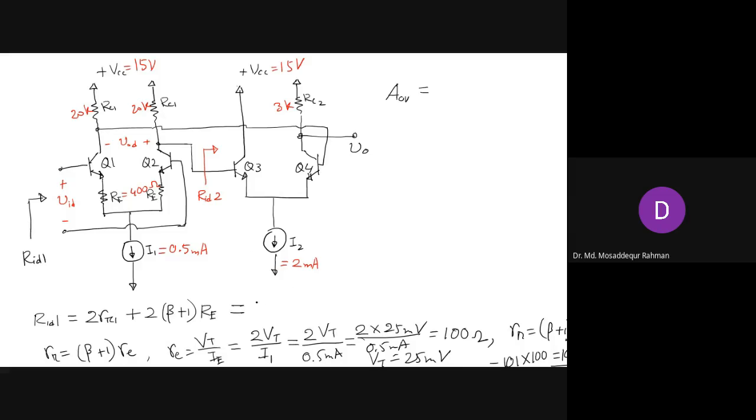So now this is 2 times, let's keep it as it is, 10.1 kilo ohm, plus 2 times beta plus 1, which is 101, and the 400 ohm, if you convert into kilo ohm, you get 0.4 K. That is in kilo ohm, right? So now if you do the calculation, what do you get?